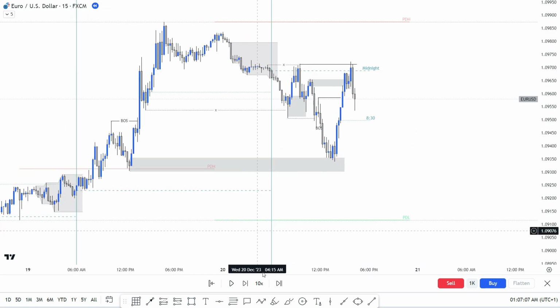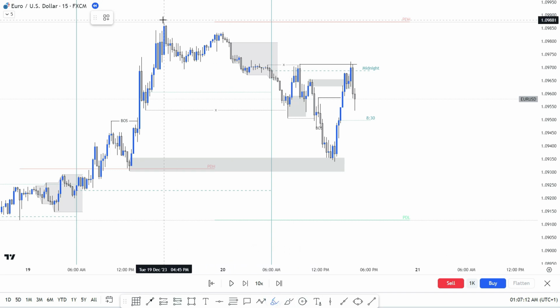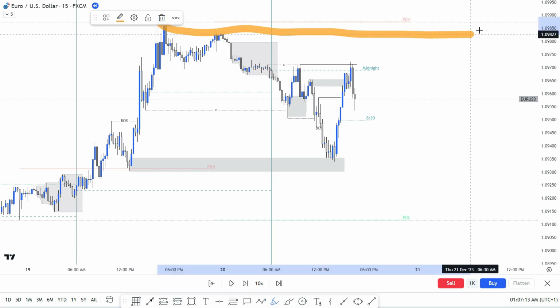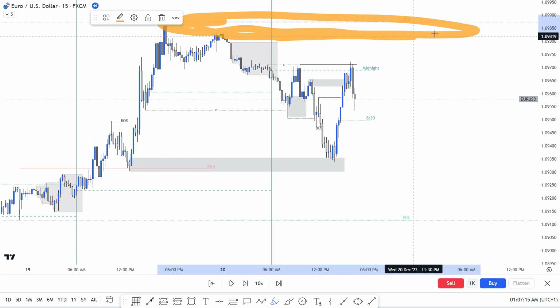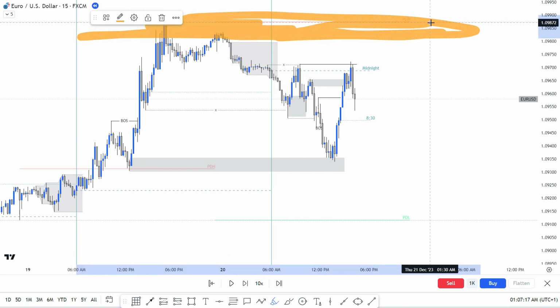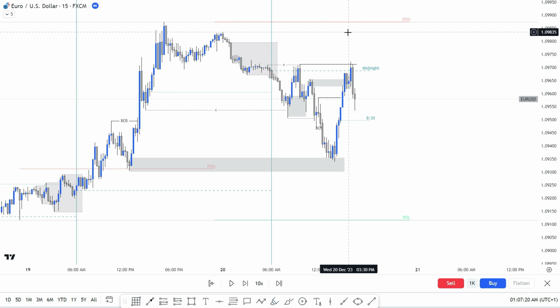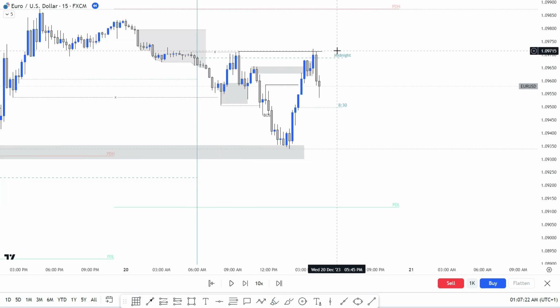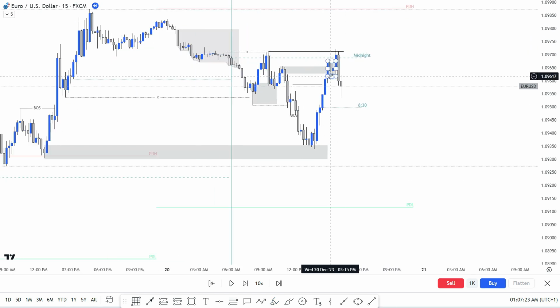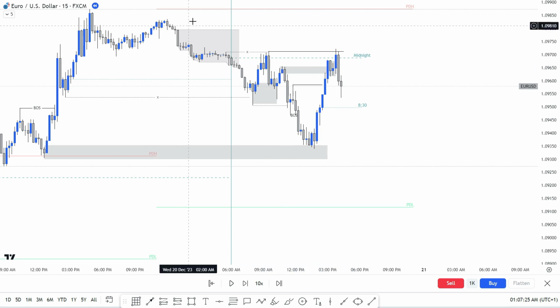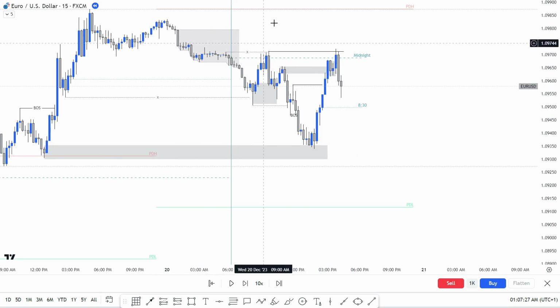And basically, as earlier stated, we should be expecting price to take out this high. But unfortunately, what price is doing currently is giving us an indication that it's not willing to break that high. Why? Because we have some liquidity being swept.